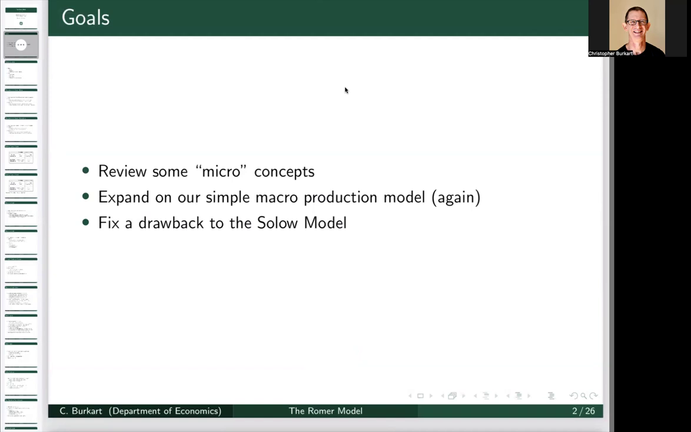We'll go back and review some concepts that I hope you were exposed to in a Principles of Micro class. And if you weren't, that's okay. We're going to review those. And then we're going to go back to our production model and we're going to make it better. And at the end of all this, we will have fixed the major drawback to the Solow model, which is that the Solow model, once it gets to the steady state, just sits there and doesn't really do anything.